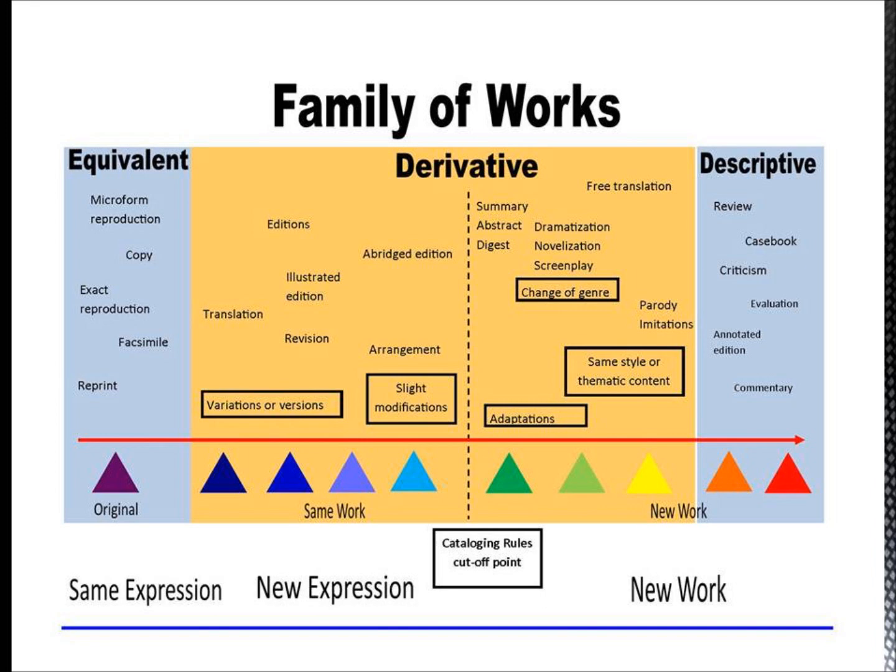So just a note here too, this diagram only deals with work and expression level. It doesn't deal with manifestation and item level. Those are a little bit pickier. If you think each new edition is a new manifestation and all the different publishers are new manifestations, that's just getting into lots of different territory.